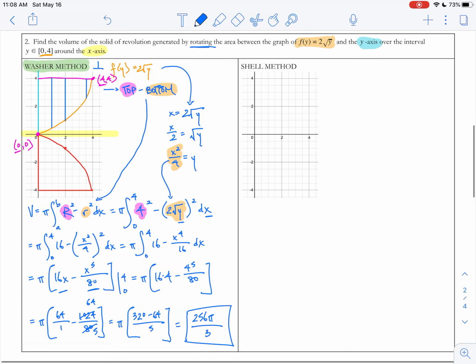So that is how we solve this problem using washer method. In the next video, we're going to get the same answer for this because we have the same shape, but we're going to apply the shell method instead. All right, so I'll see you back here for video number 4.